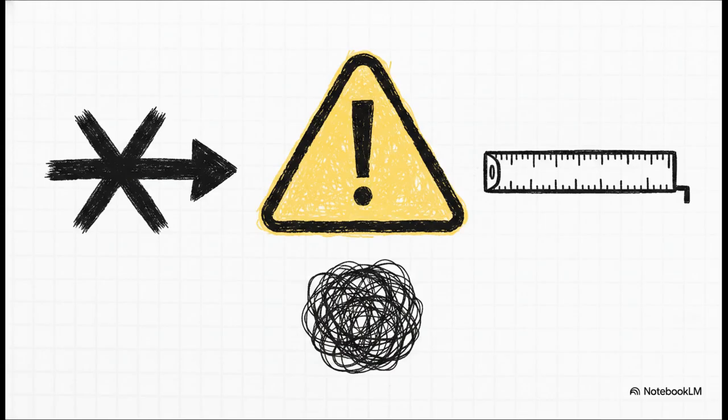Pitfall number 2, reversing the equation mathematically, like dividing mass by force instead of force by mass. Don't do it. Always stick strictly to F net equals m times a. And the third big error, omitting your specific units. In physics, a number literally means nothing without its unit. So always include your newtons, your kilograms, and your meters per second squared.